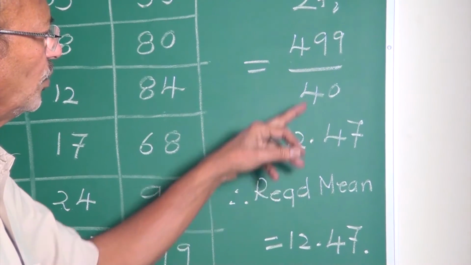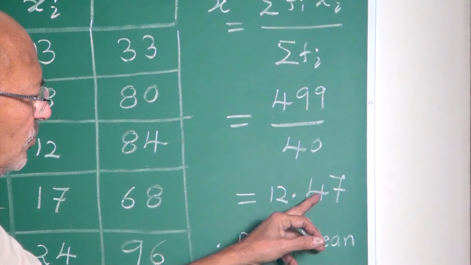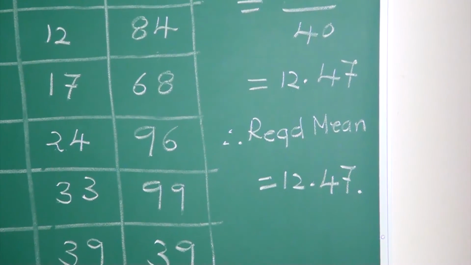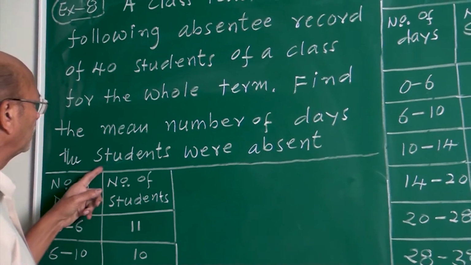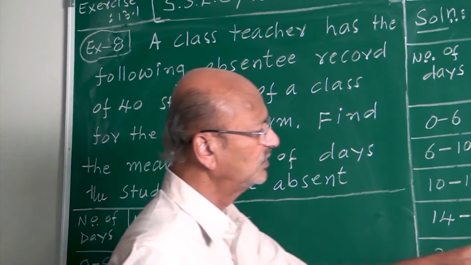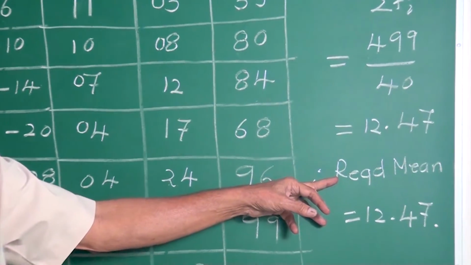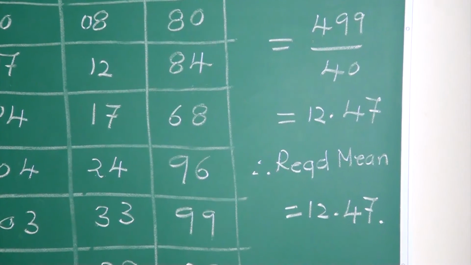99 means 2, 88. 11. Again comes 0, 4, 7. So, the required mean, my friends: instead of writing the lengthy phrase "the mean number of days the students were absent," the word "required" gives the entire meaning. Required mean is 12.47.